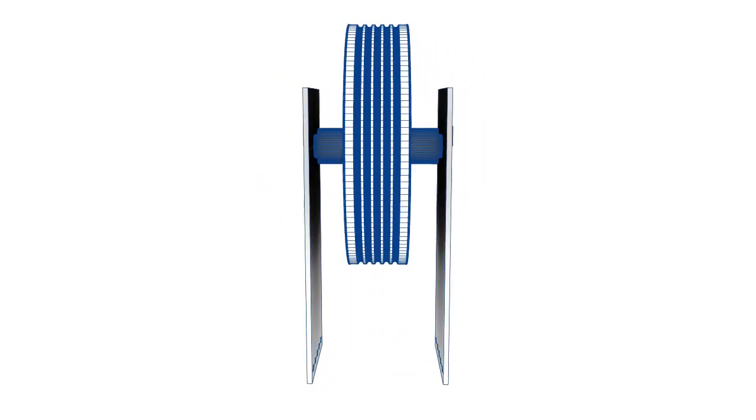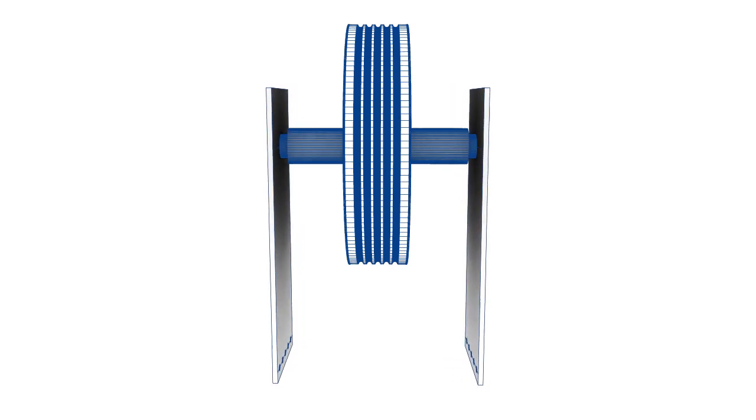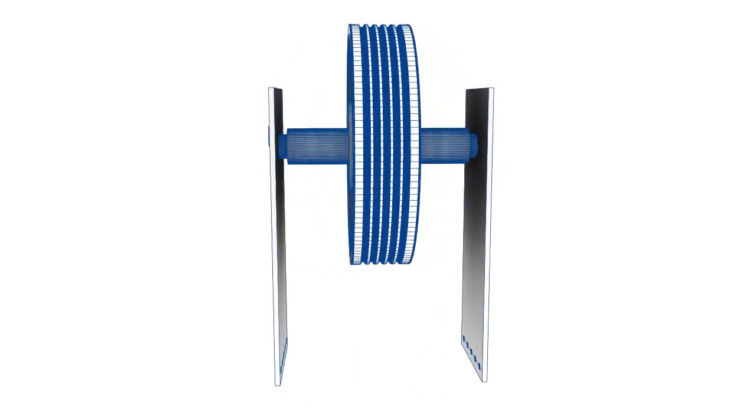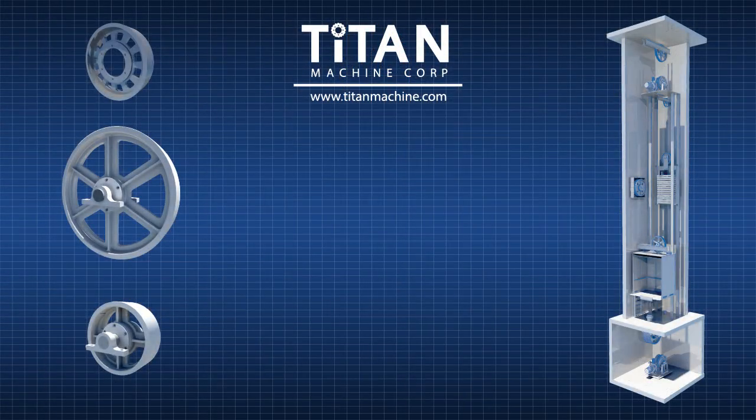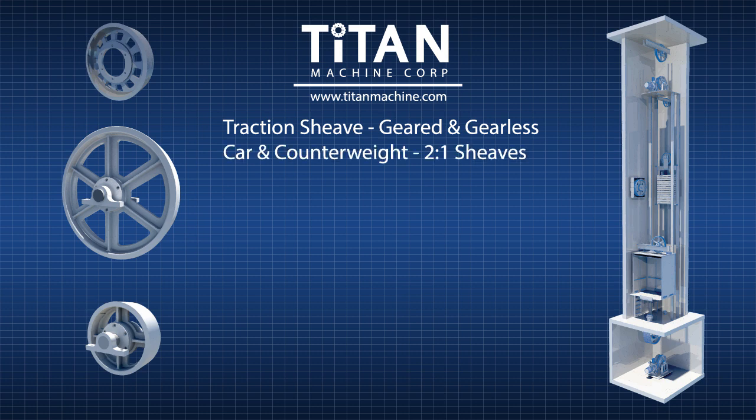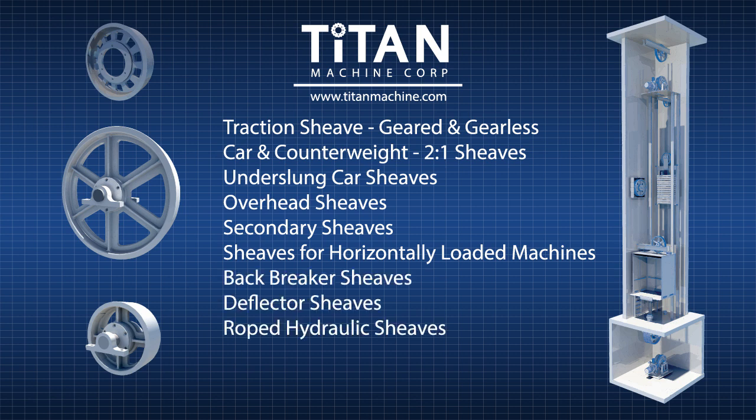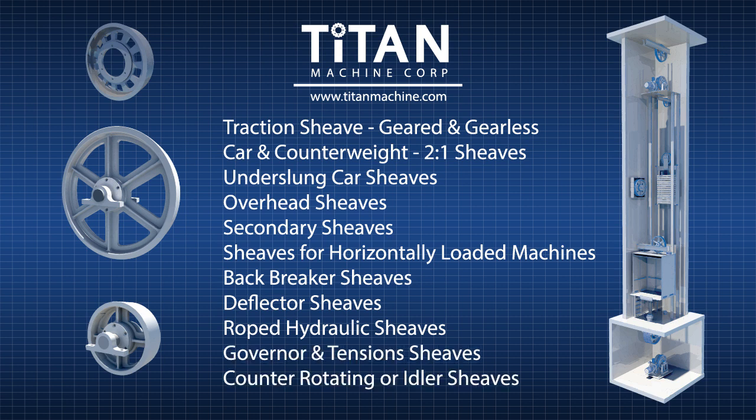Whatever the reason, Titan Machine can custom design and manufacture direct fit sheave assemblies to suit any dimensional or duty requirement. We offer the following sheave assemblies: traction sheaves for geared or gearless equipment, car and counterweight 2-to-1 sheaves, underslung car sheaves, overhead sheaves, secondary sheaves, sheaves for horizontally loaded machines and backbreaker sheaves, deflector sheaves, roped hydraulic sheaves, governor and tension sheaves, and counter-rotating or idler sheaves.